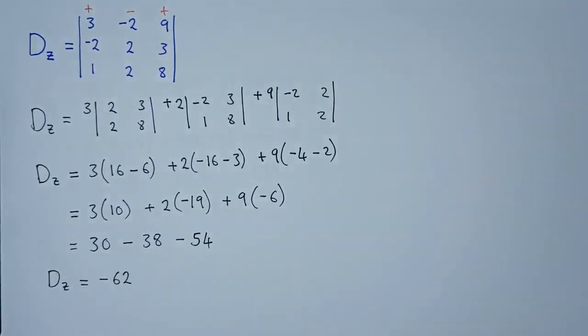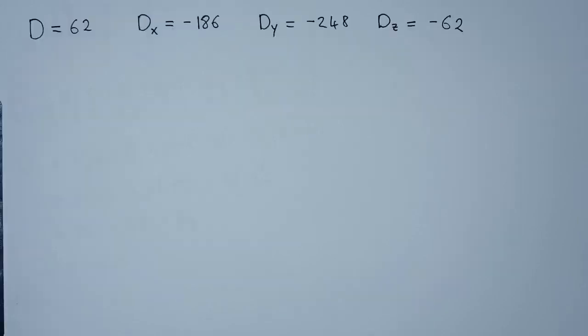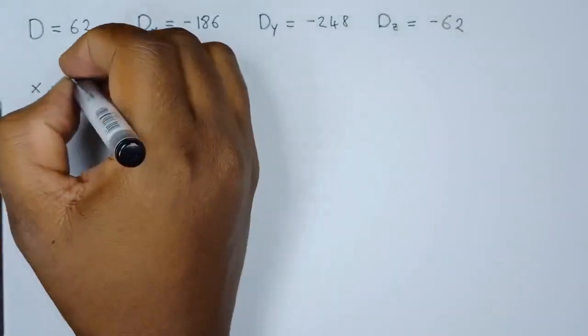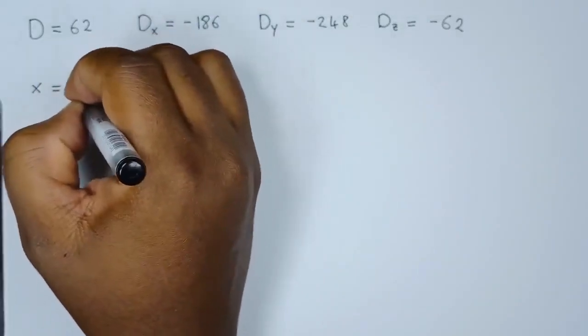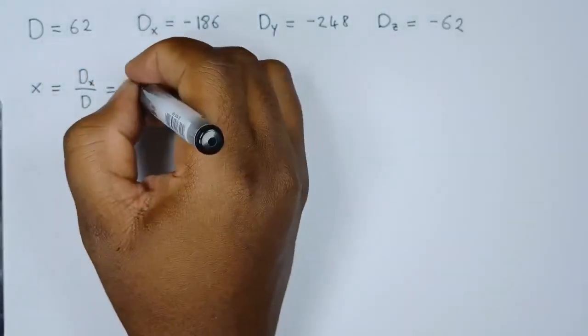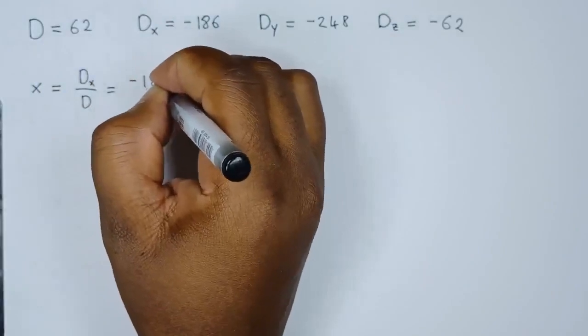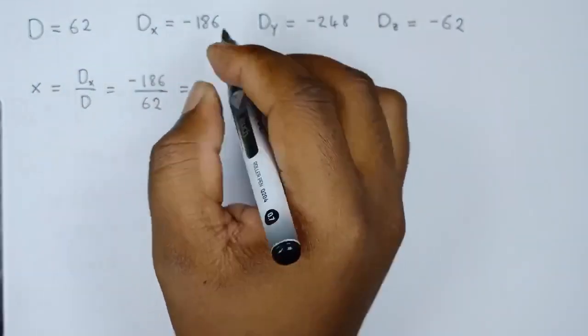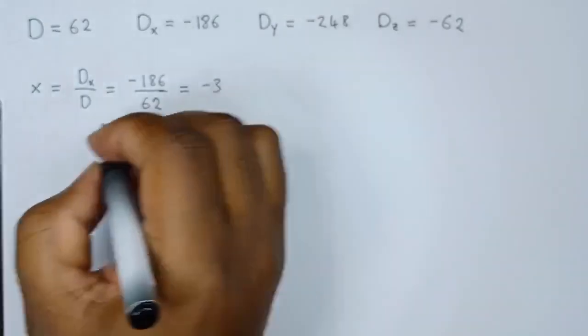Okay, so what we're going to do is review everything that we have found so we find the values of x, y, and z. So these are all the determinants that we've accumulated. So to find the value of x, x will be given by dx over d. Our dx is negative 186. Our d is 62. So the value of x is simply negative 3.